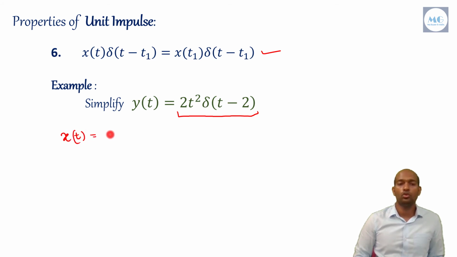x(t) will be 2t². And what is the value of t here? The value of t1 is 2. So we can compare these two signals.